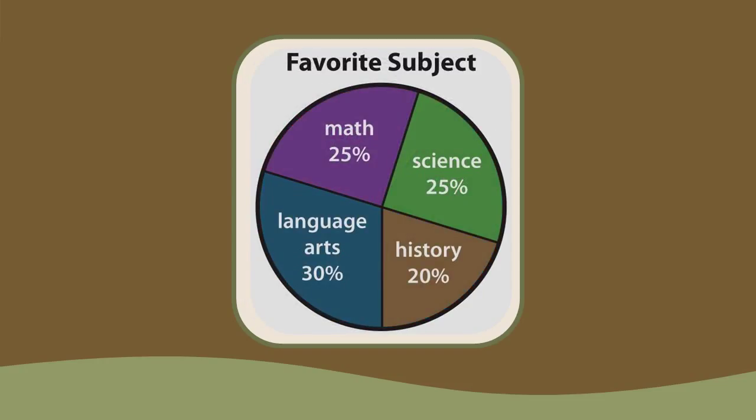Same thing with this one. This graph is measuring favorite subjects, and so 25%, or 25 out of 100, like math, 25% like science, 20% like history, and 30% like language arts. If you add all of those percentages up, they will equal 100%.